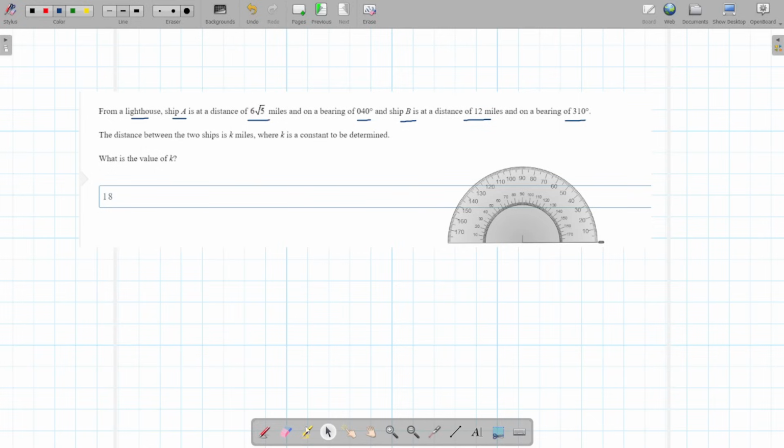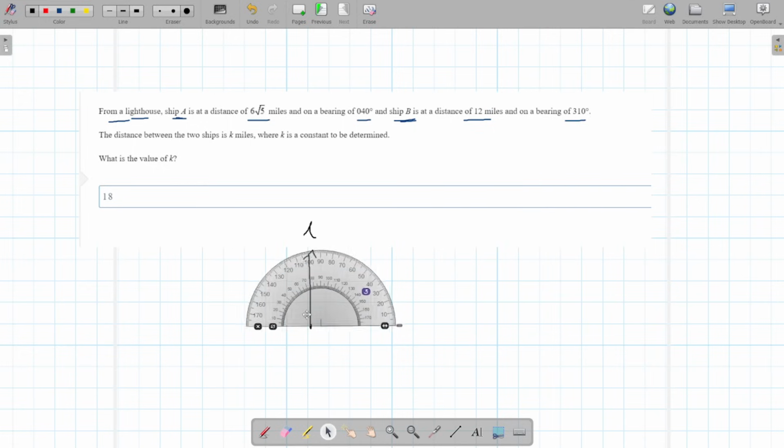I'll move this to the protractor because I just want to make things a bit easier. So we have ship A and ship B, and they're saying from a lighthouse. Think about it like this: the lighthouse would be the origin point. I'll draw the lighthouse in black, like this. This would be a straight line. We call it L, which is the lighthouse. Now ship A is at a distance of 6 radical 5 miles at a bearing of 40 degrees. So let's get the protractor. Obviously, you won't do this in the exam, I'm just doing this to help you understand.